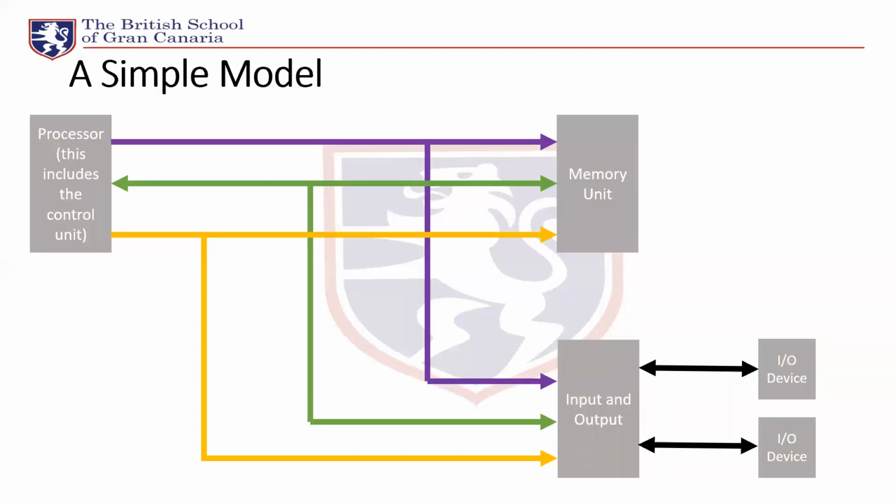Now this is the simple model right here. So we've got the processor, which includes the control unit. Then we've got the memory unit, and we've got the input and the output, and these are devices, the input and output devices. So like the keyboards, maybe the punch card decks back then, and obviously the output device would be what prints out. So now this is the address bus, this is the data bus, and this is the control bus.